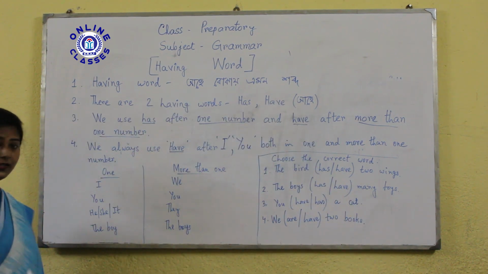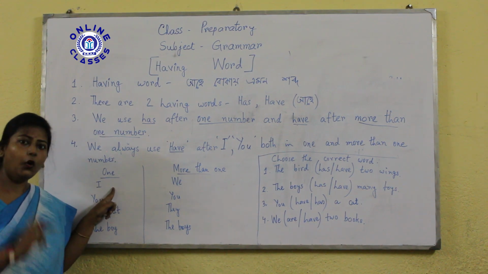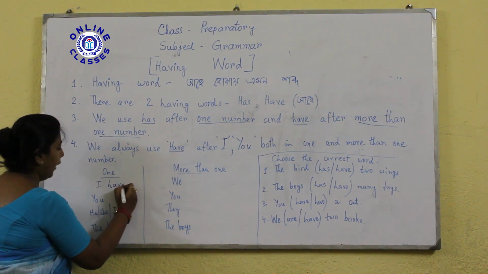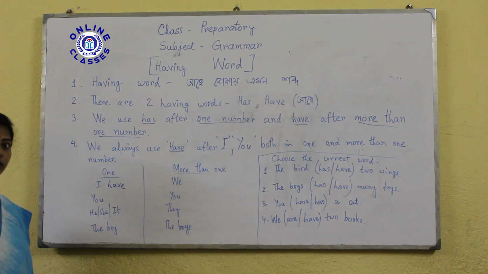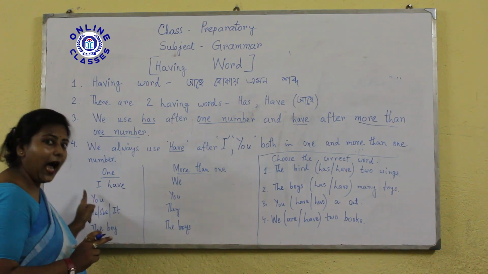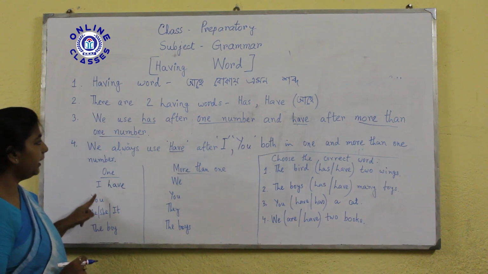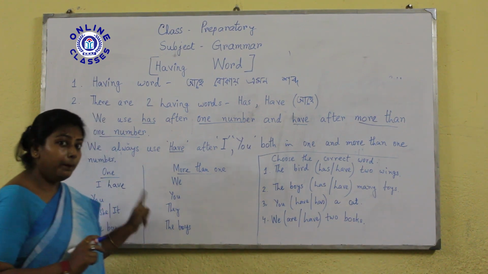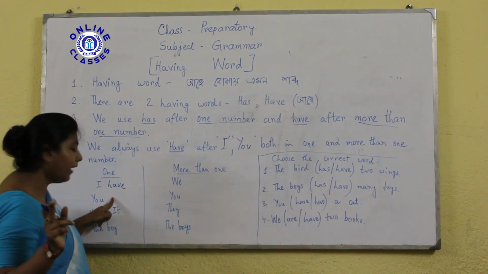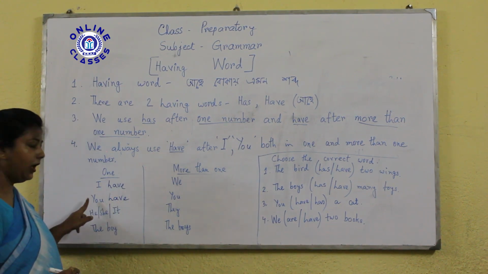But I have told you that we always put have after I, though it is one number. So I am writing here have after I. You have to keep in mind that have is always used with I. So I have. Now you is also used in more than one number also, but we never put has after you in one number. We always put which having what? Have. Yes. So I am writing here have after you.